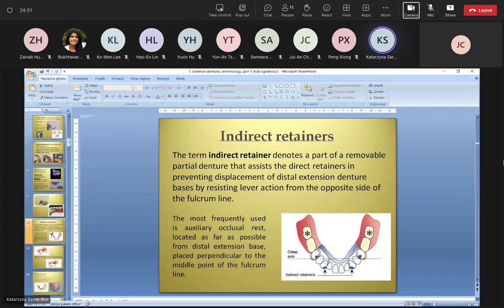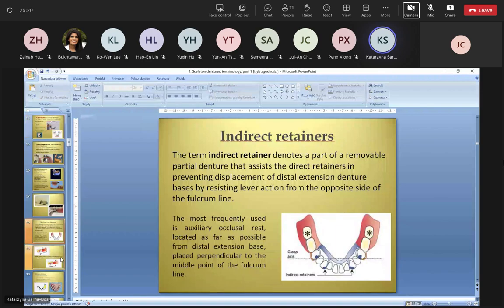The most frequently used is auxiliary occlusal rest, as you see on the picture, this one. Located as far as possible from distal extension base, placed perpendicular to the middle point of the fulcrum line. So here we have the fulcrum line, and this is the middle point of the fulcrum line, and they are placed as far as possible from distal extension base.